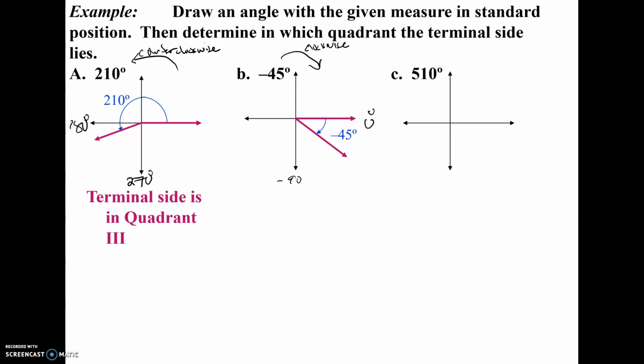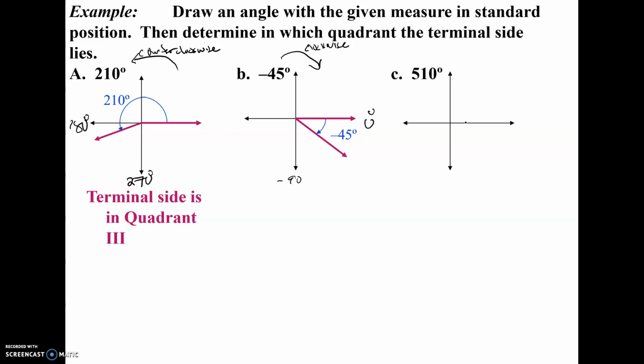All right, and then 510 degrees. So this one's a little wonkier, right? So if I go one full rotation, that's 360. I have to go more than that. So if you're wondering, well, how do I do that? You just keep rotating, okay?